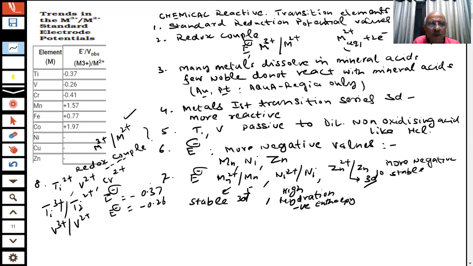They are in volts. Okay. What is the value of chromium 3 plus to chromium 2 plus? Minus 0.41. Is it a redox couple? Yes or no? Yes, sir. Okay, redox couple. Now the very important hot question for the paper.